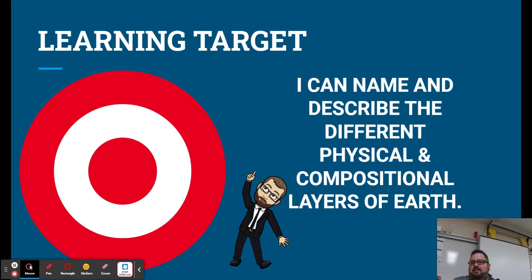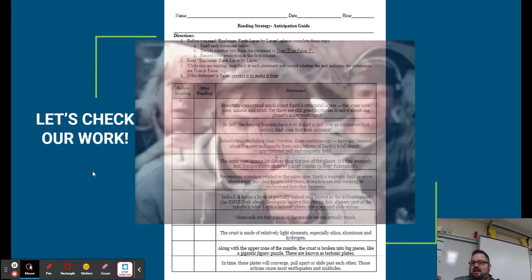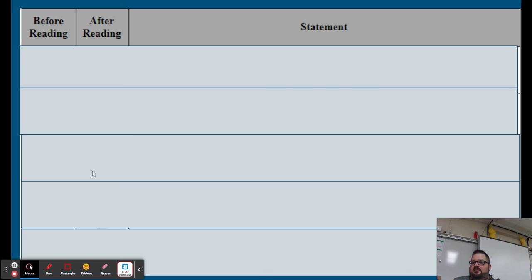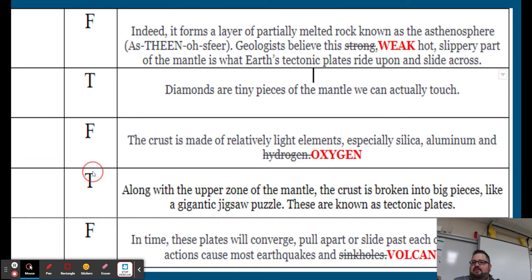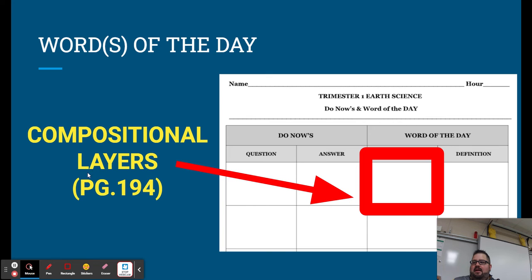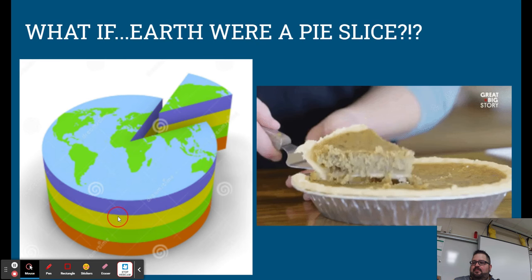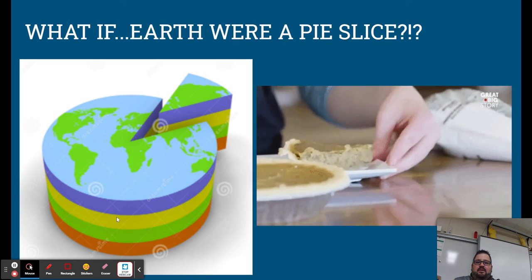Our goal: I can name and describe the different physical and compositional layers of Earth. That's what we are working on. We'll go through the answers for the anticipation guide. So we'll talk about that. We'll talk about the compositional layers of Earth and the physical 5. And then we have a do now question, compositional layers. And we'll take a look at what are those compositional layers. And then we'll get into Earth Pie.